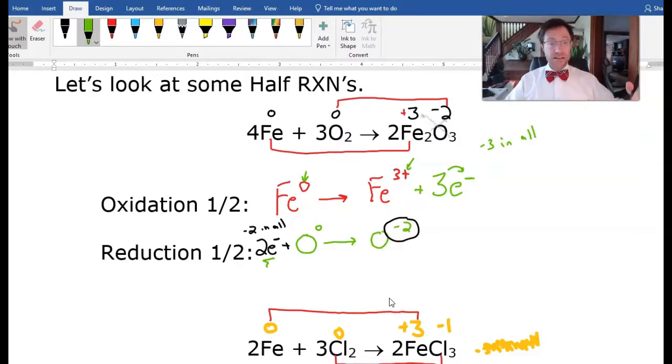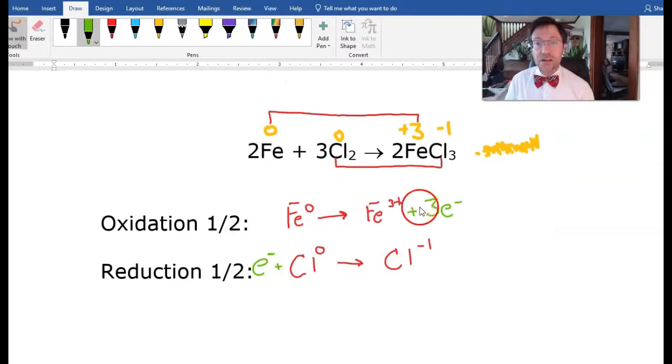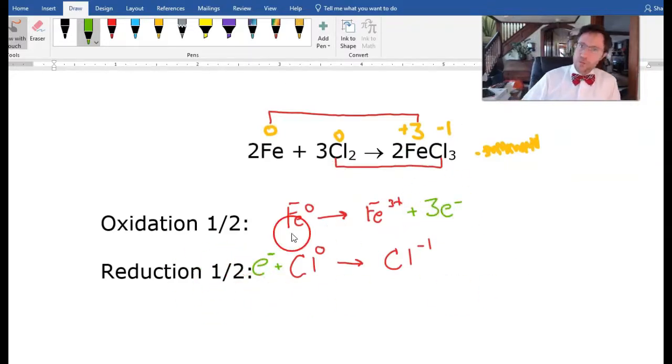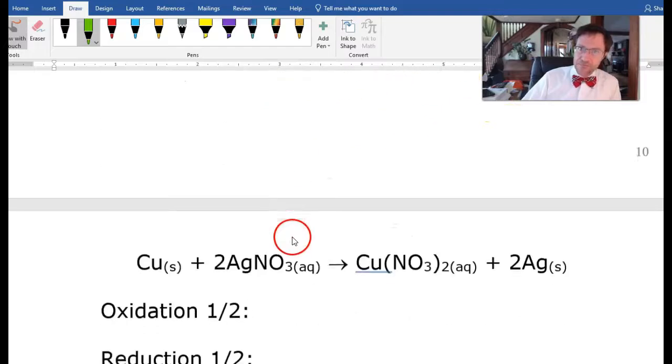Now let's look at this other oxidation and reduction. Oh my gosh, oxidation, look, the electrons are on the right. Reduction, electrons are on the left. Weird. It's like a pattern that happens a lot.